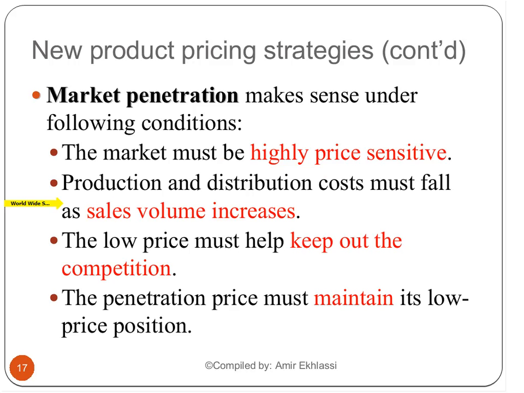You must have a lower price, and for a lower price you must decrease your production and distribution costs, because if you want to have a lower price, your costs must be lower, okay? And also maybe you will not have enough quality.